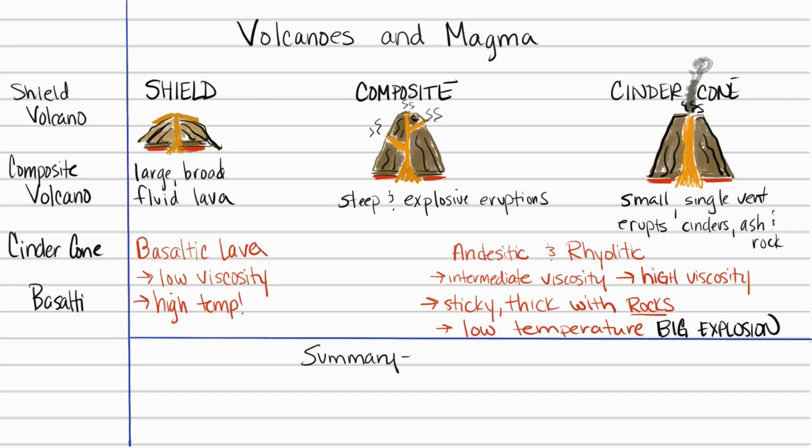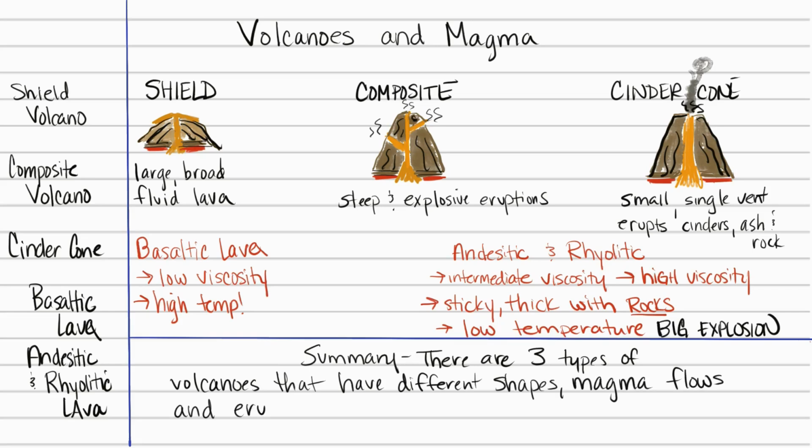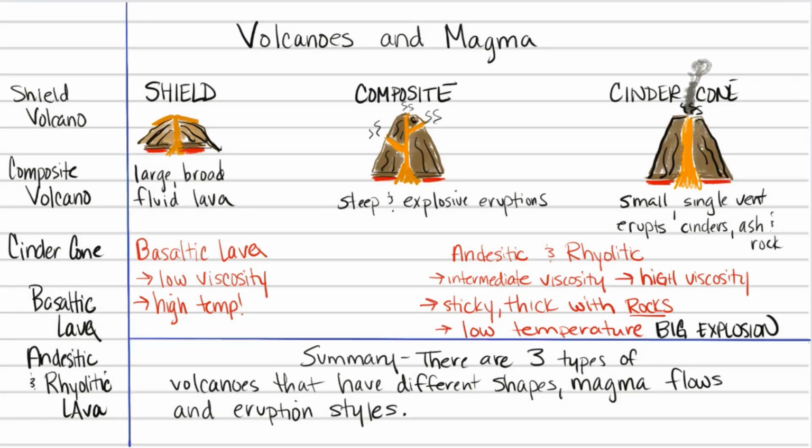Now let's compare the types of lava found within these volcanoes. A shield volcano has basaltic lava. It has a very low viscosity, meaning it moves rather quickly and has a high temperature. Basaltic lava is typically found in shield volcanoes. It runs out very liquidy, it cools, creates the shield design, hardens, and then does it again. It's at a very high temperature.